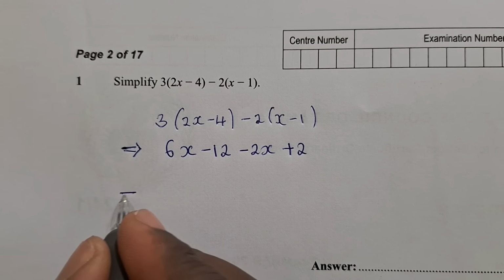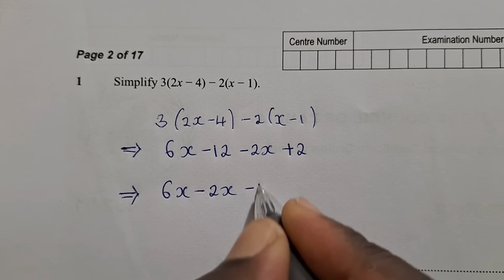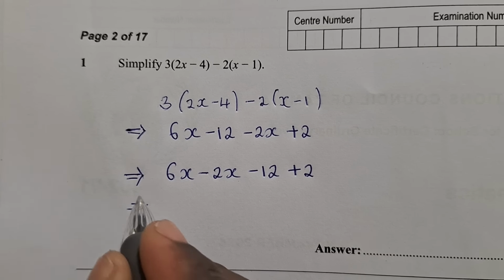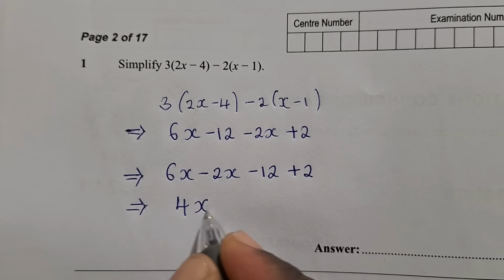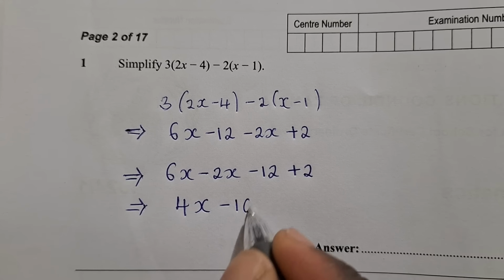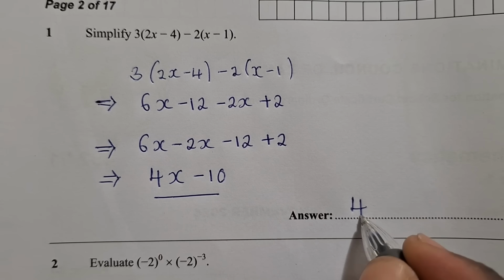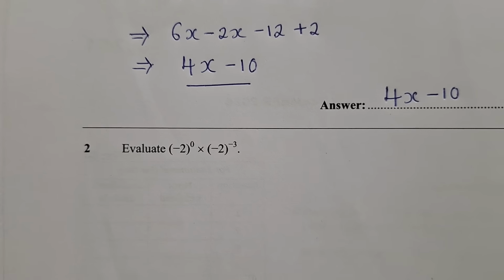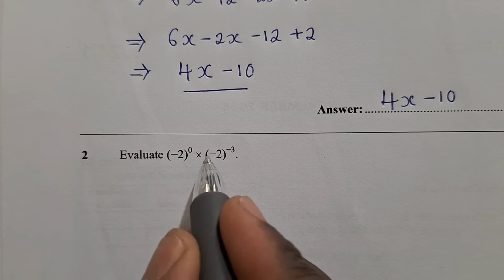So from this stage, of course, we group the like terms. We've got 6x minus 2x minus 12 plus 2. So here, we can say 6x minus 2x, we are getting 4x. And negative 12 plus 2, that is negative 10. So this is our answer. Of course, you write it here. 4x minus 10.